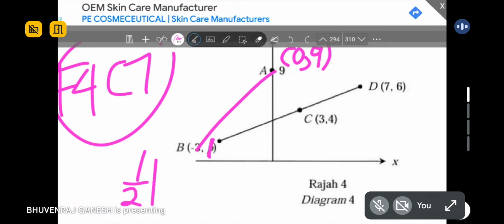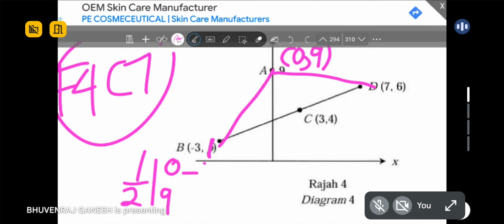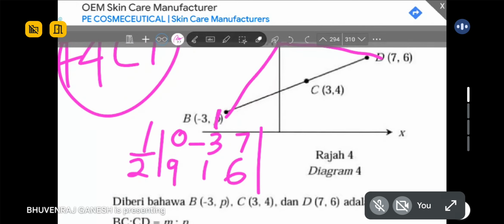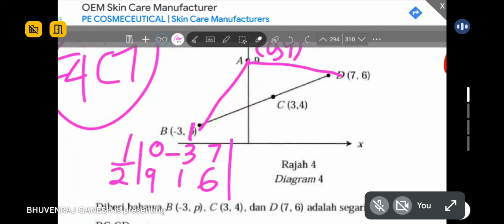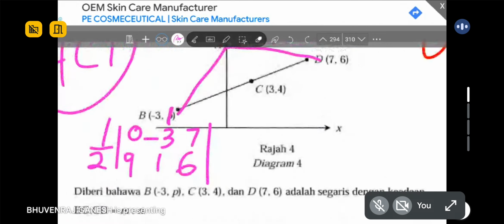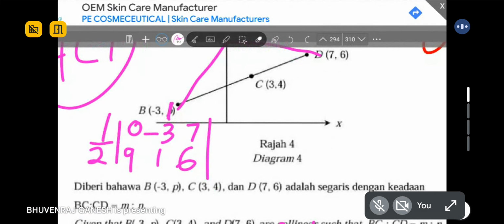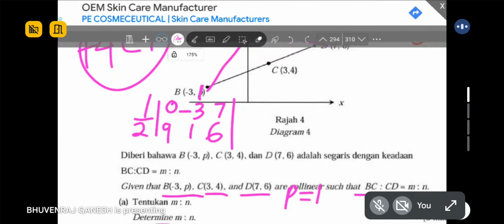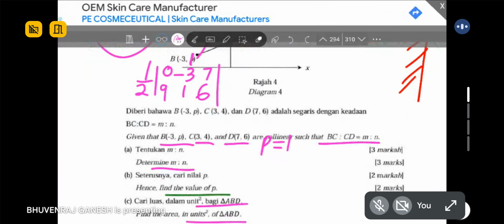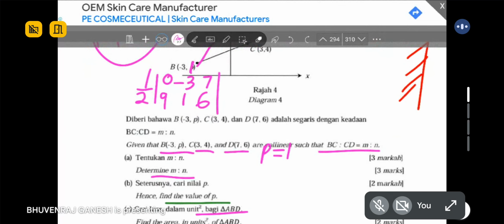They want you to find A, B, D. So you just use A, B, D coordinates. That's all. So 0, 9, negative 3, 1, 7, 6, like this. Macam ni. So you just need to use the shoelace method. Guna kaedah ikat tali kasut. Then you can find the area. Understand? For question C, faham?